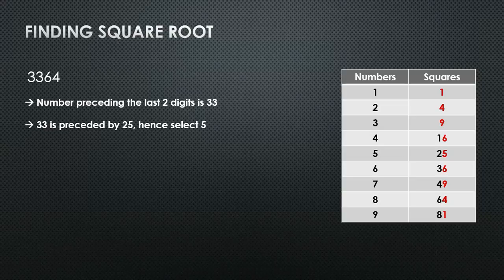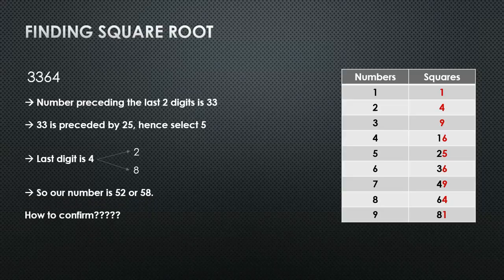Now coming to the second part, in step 2, check for the units digit of the number. We find that it is 4. From the table, we can say that the squares of 2 and 8 end with 4. So we can conclude that the square root of 3364 is either 52 or 58.